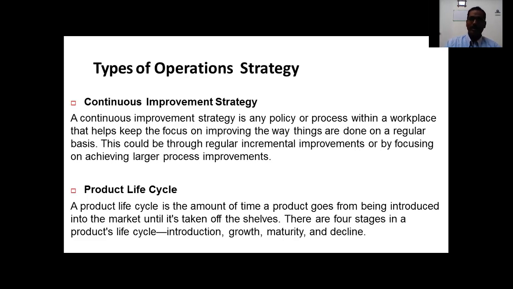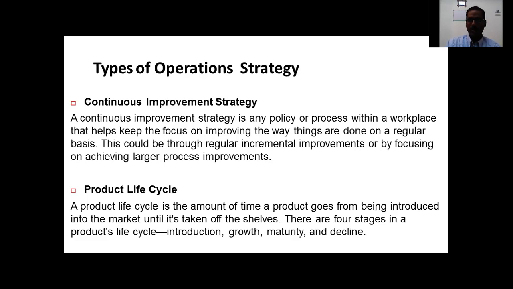And then what happens? The engineers, like supervisors, can also give input. The staff members who are involved in the day-to-day operation can have discussions and brainstorming sessions. So this can give more ideas on improving on a regular basis. This could be through regular incremental improvement or by focusing on achieving larger process improvements.